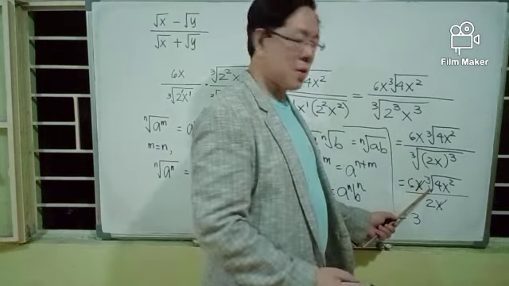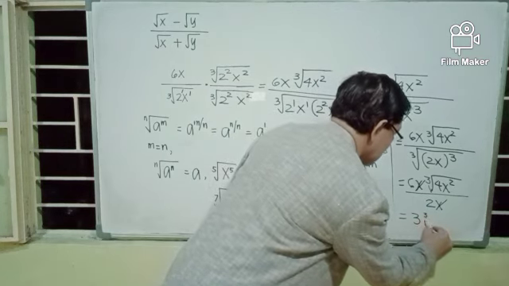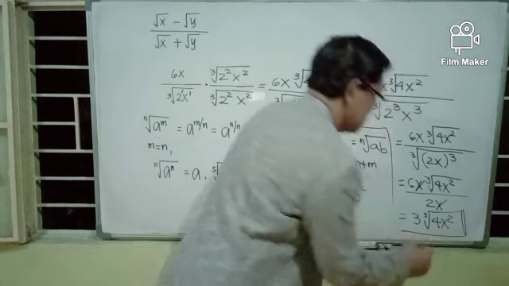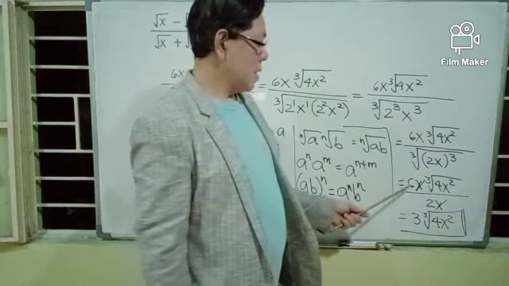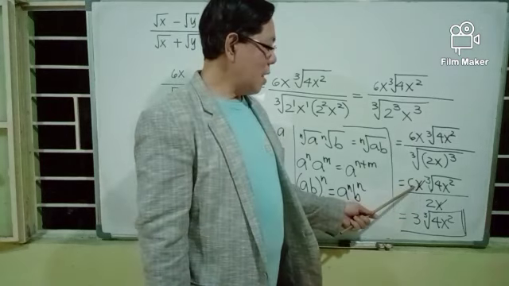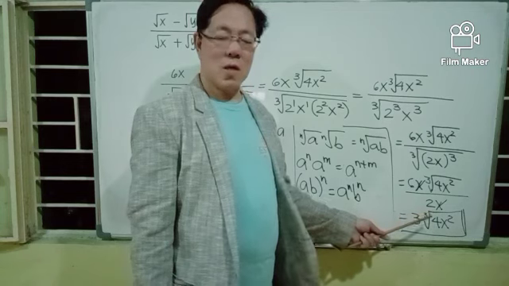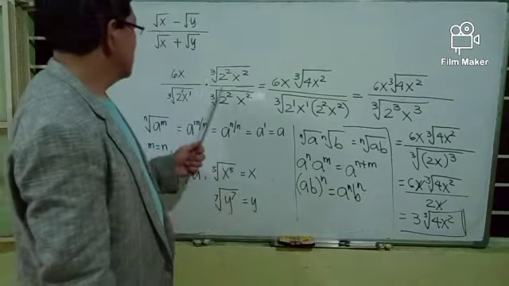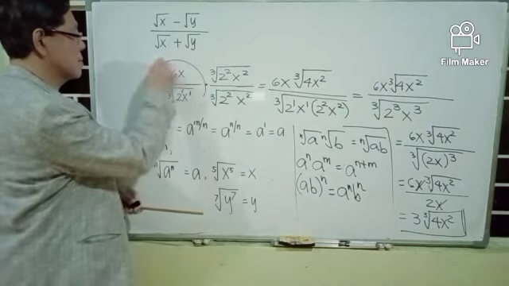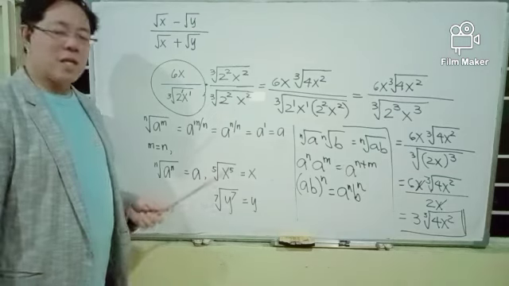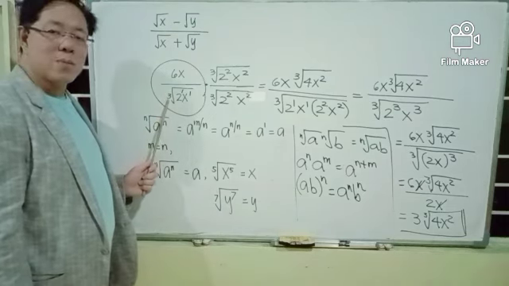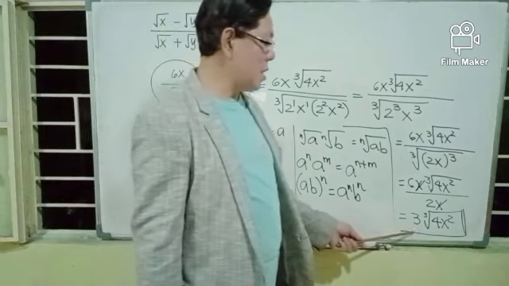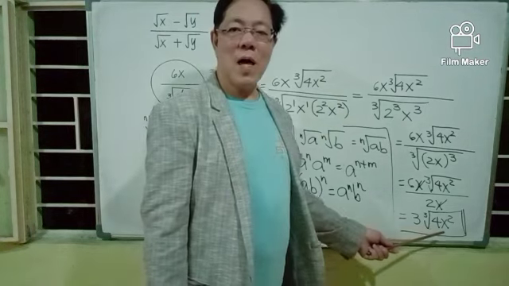Multiply by cube root. Six divided by 2 is 3. And x divided by x is cancelled because it's equal to 1. 3 multiplied by cube root of 4x squared. Thus, the given rational expression 6x over cube root of 2x, after rationalizing the denominator, simplifies to 3 multiplied by cube root of 4x squared.